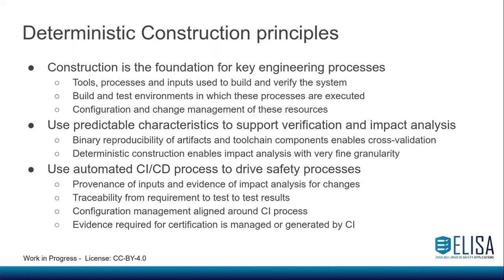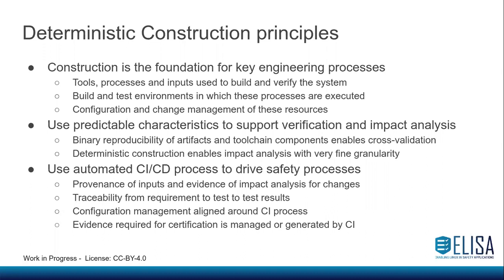So if you can demonstrate that your construction process is controlled, you can have some confidence in these other processes as well. But in order to do that, you don't have to simply have control over the source code of your software and its dependencies. You also need control over the tools and the processes and the other inputs to that construction process. And if you can do that, though, you can then use some predictable characteristics of the process to support your verification and your impact analysis. And the property that we make use of is binary reproducibility, which is the ability to consistently produce this identical set of binary outputs from the construction process when you use the same inputs. So no matter how many times you run the process, you'll get the same results.